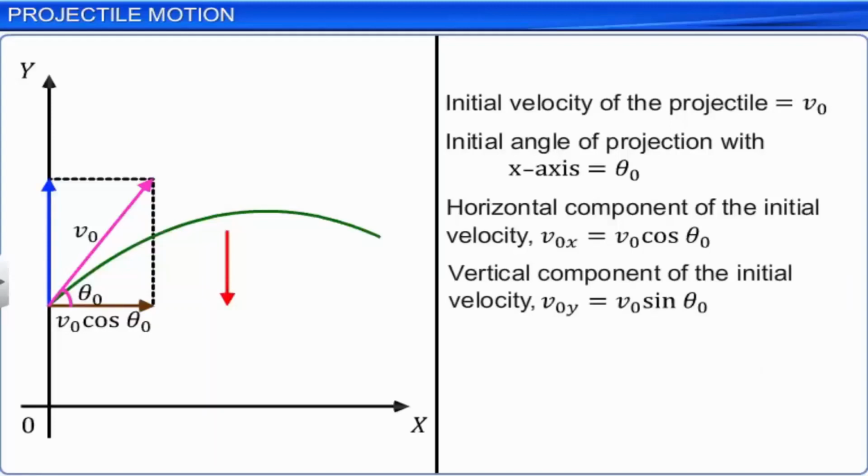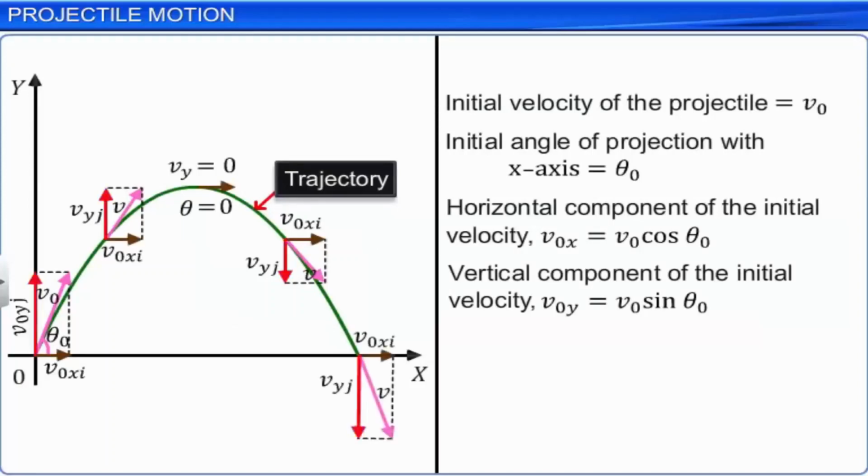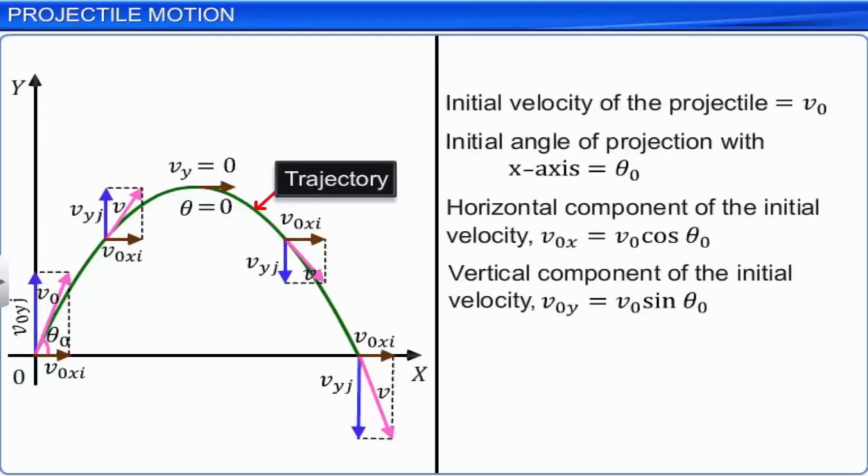This vertical component keeps on changing with its position and elapsed time of the projectile, as the vertical component of the projectile motion has an acceleration equal to the acceleration due to gravity. Here, a is equal to minus g j, ax is equal to 0, and ay is equal to minus g. Consider the origin is at the initial position of the projectile.